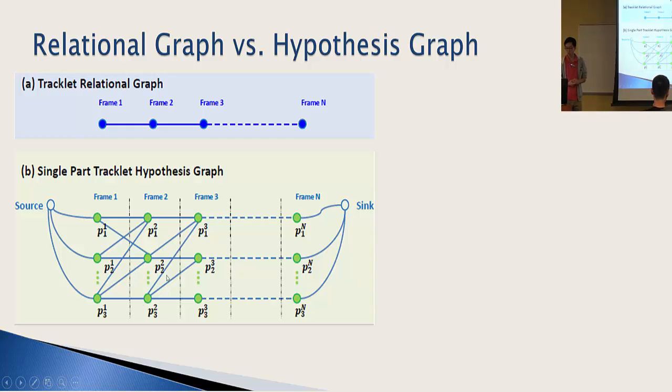And what we want to do is to select one hypothesis for each frame, and to make sure that the overall objective function is maximized, which means that in this graph, each node has a unary weight, and each edge has a binary weight. We want to select the longest path from this graph.